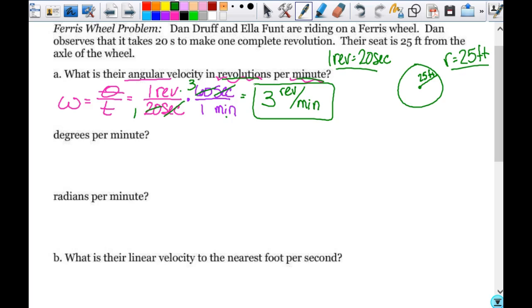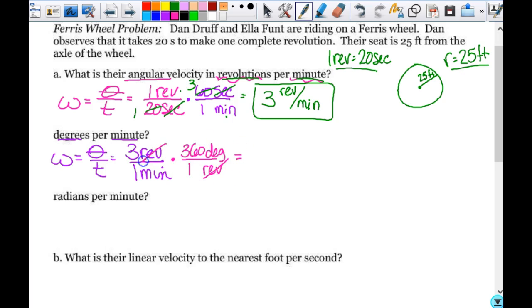So now I've got some options here. For the degrees per minute and radians per minute, I can start from scratch every time, or I can use the answer I already have. And the answer I already have is sort of reduced for me. So it's still theta over t. And right now what I know is that it's 3 revolutions for every 1 minute. And I want this in degrees per minute, which means my minutes are fine, I've got to change the revolutions. So 1 revolution is how many degrees? 360. So my revolutions cancel out. I'm left with degrees per minute, which is what I want. 3 times 360 is 1080, and then degrees per minute.